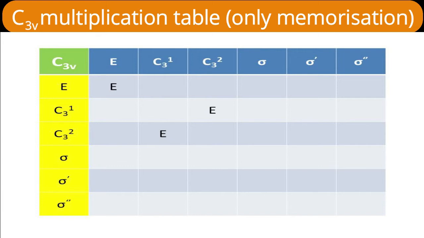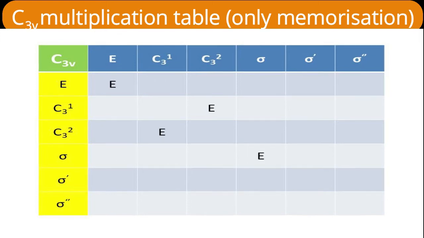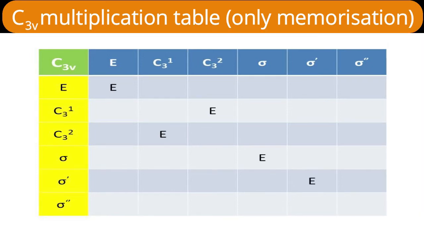Let us see now the fourth operation, sigma. With which should I multiply so that I get the result identity? Sigma means reflection. Reflection of reflection is identity. So I need to consider the same plane. Sigma into sigma, the result is identity. Similarly, you will understand sigma dash into sigma dash, the result is identity. Now the last position where identity can be the result, to complete.